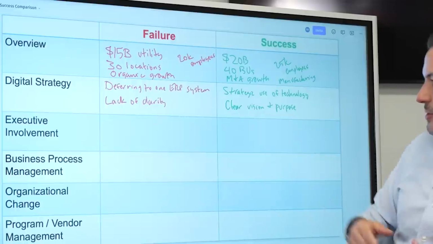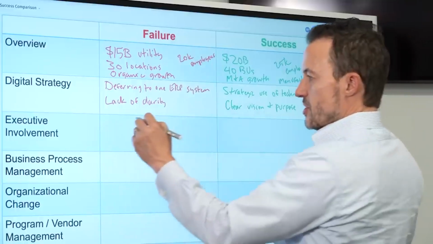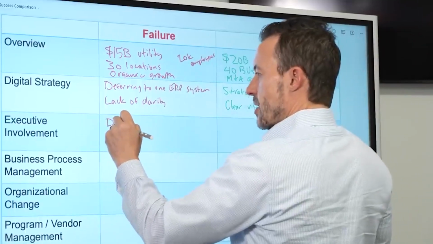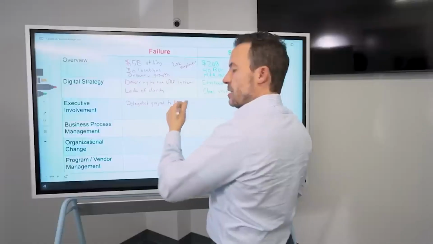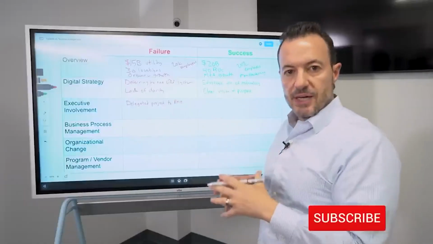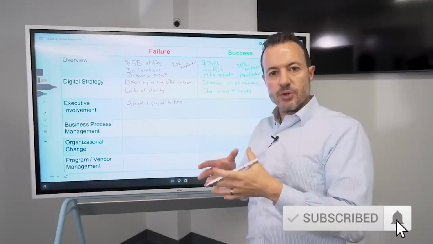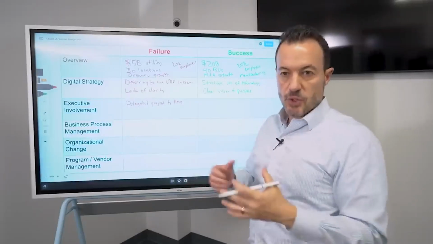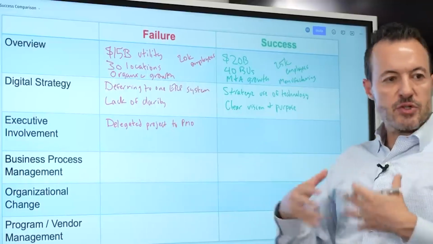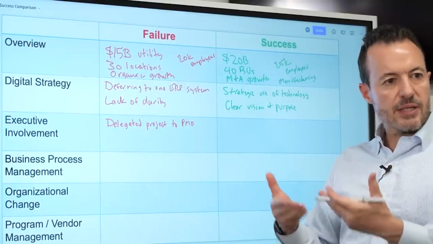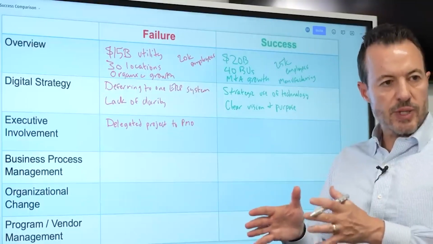Well, starting with the failure, one thing that this organization did is they fully delegated the project to the PMO. PMO stands for Program Management Office. A lot of larger organizations have an internal PMO group that manages projects. And when I say they fully delegated the project, it may on the surface sound like, of course, the executives delegated the project. They need to do that to some degree, and I agree with that.